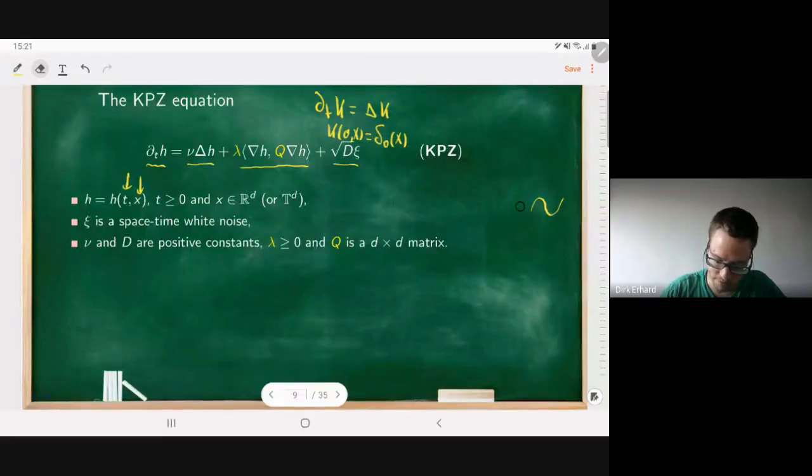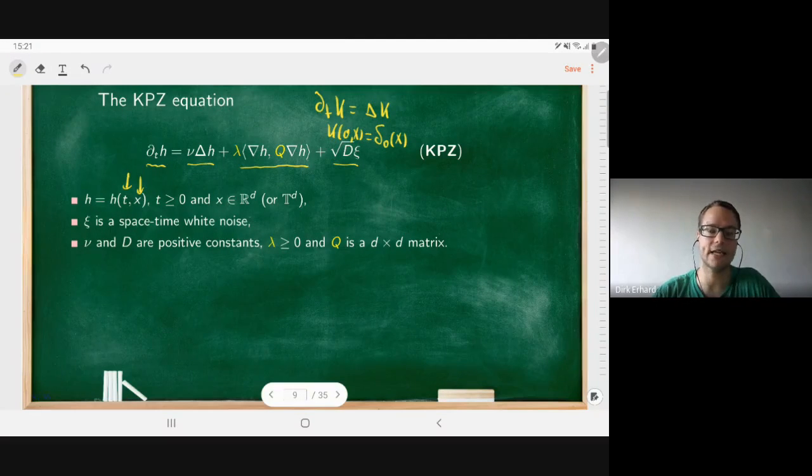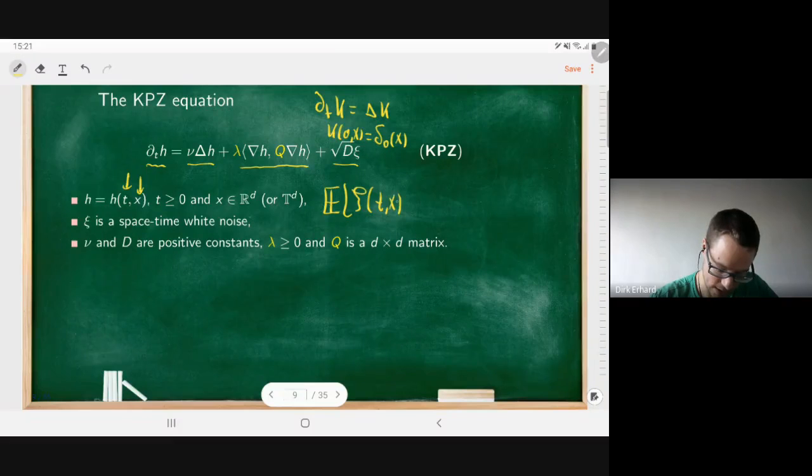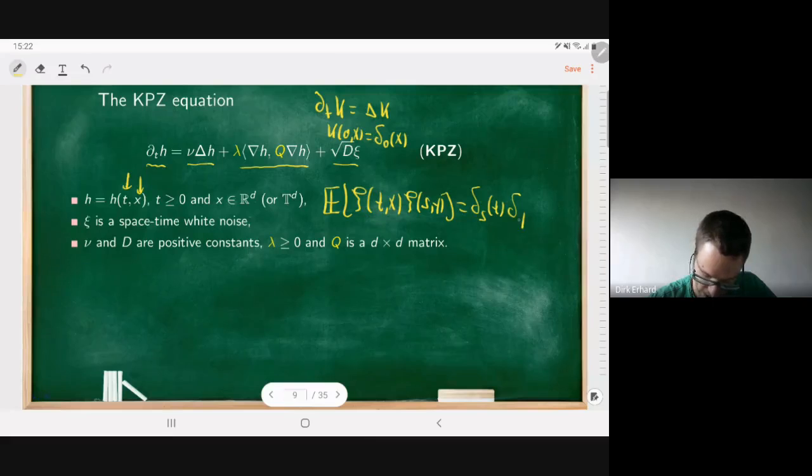So now let's come to the noise, this xi here. This xi is what's called space-time white noise. So what is this? It's first of all Gaussian. It has mean 0. And how are the correlations? What is the covariance function? Well, it's something like this: the expectation of xi of (t,x) times xi of (s,y) is Dirac in t minus s and Dirac in x minus y.